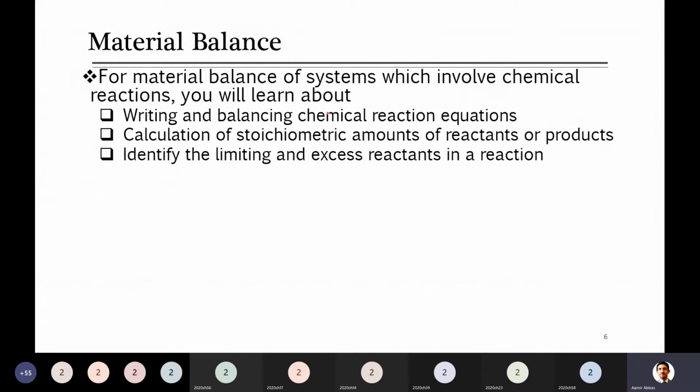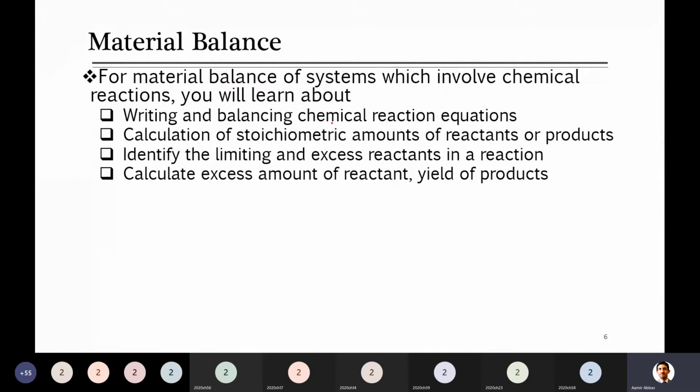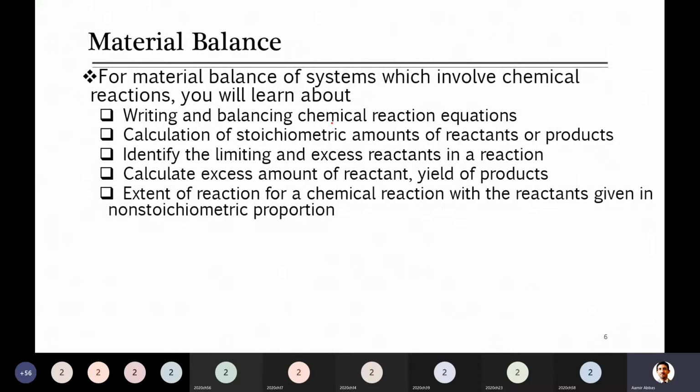Then I think most of you already know these terminologies: limiting and excess reactants. We have to identify which one is the limiting reactant, which is the excess reactant, and how it will control our material balance, or how it will affect the material balance. Then how to calculate the excess amount of any reactant, and how to calculate the yield of product. So what do these terminologies mean? We have to look at these.